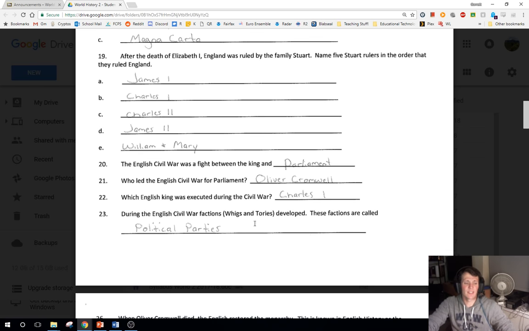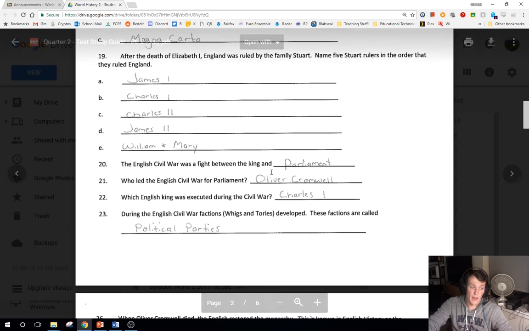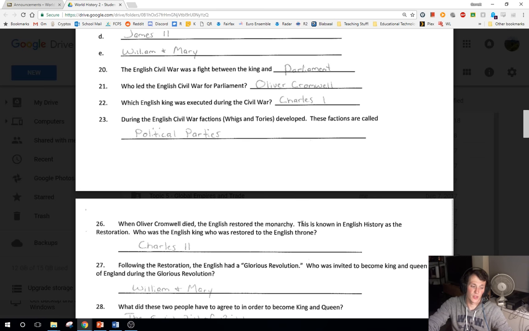So during this time, right, you're going to have the Whigs and Tories, which are the groups that come out of this, right? And they're going to become factions, which are known as political parties, right? That's really all you need to know there, right?